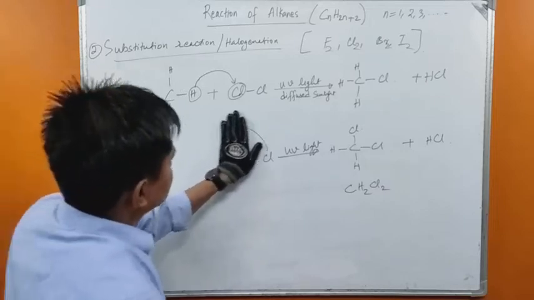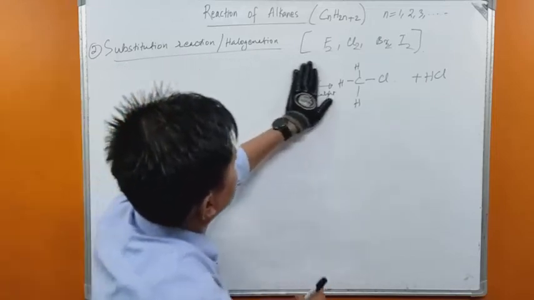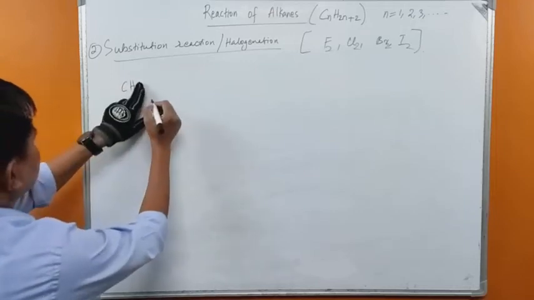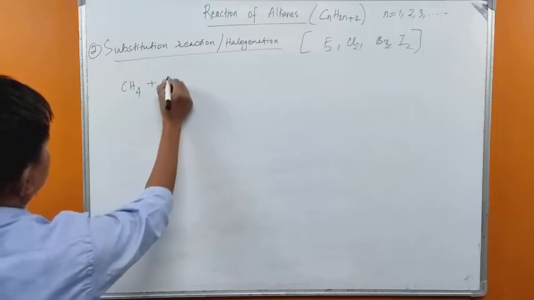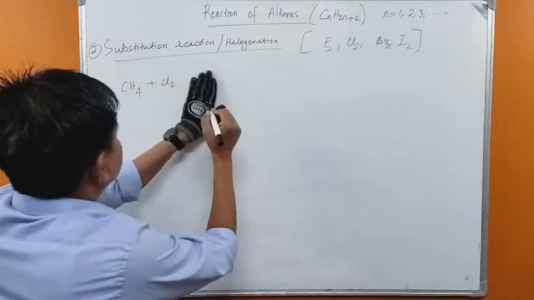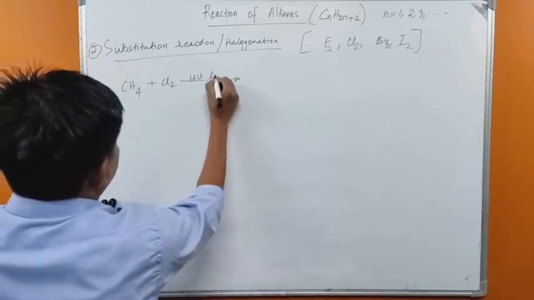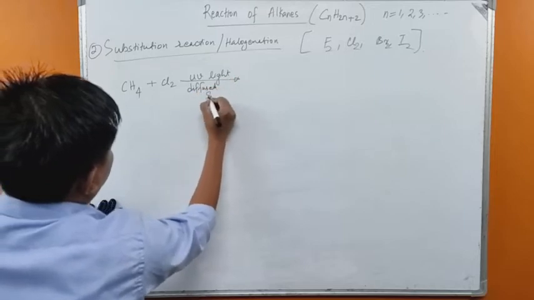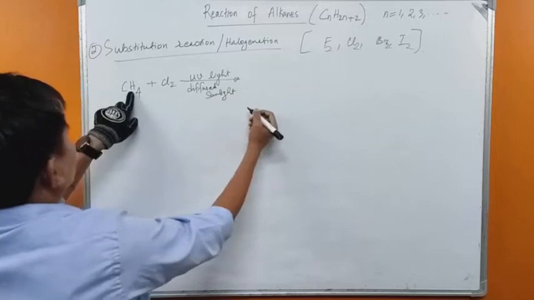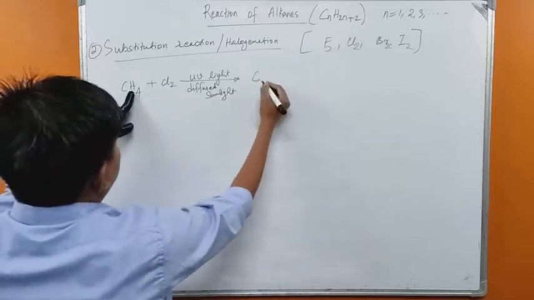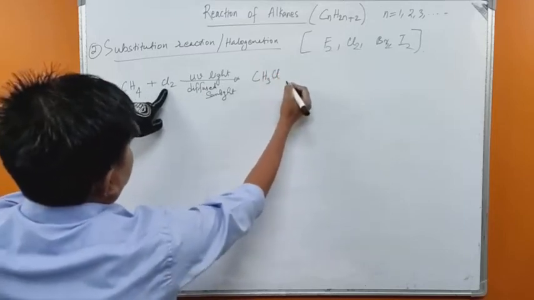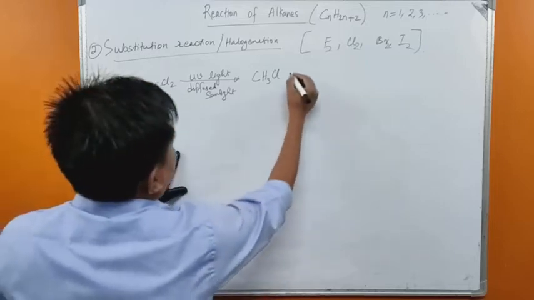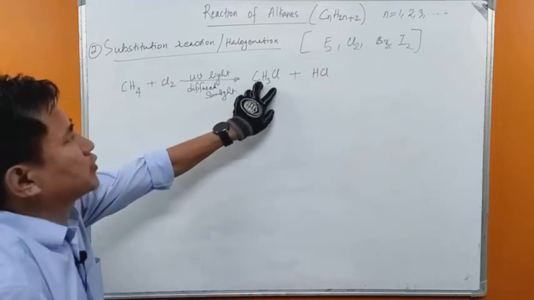Now let us write this in a shorter way. We don't have to write all this structural formula. So first, methane CH4 reacts with chlorine Cl2 in presence of diffuse sunlight or UV light. UV means ultraviolet light or diffuse sunlight. Now one atom of hydrogen will be replaced by one atom of chlorine. So CH3Cl. That one atom of hydrogen and one atom of chlorine will combine to form hydrochloric acid, and the name of this compound is methyl chloride.